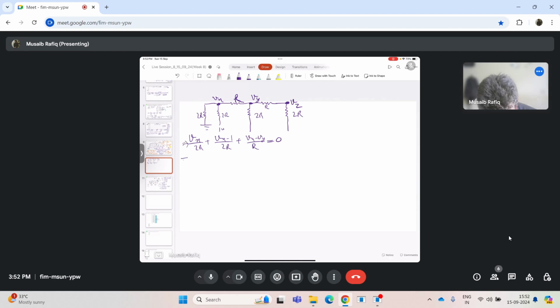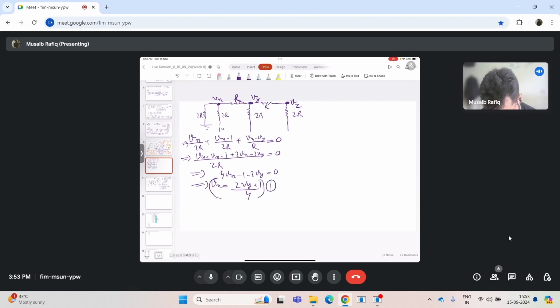So taking 2R as LCM, this is Vx plus Vx minus 1 plus twice Vx minus 2Vy equal to 0, which implies 4Vx minus 1 minus 2Vy equal to 0. That implies Vx is equal to (2Vy plus 1) by 4. Let's call this equation 1.